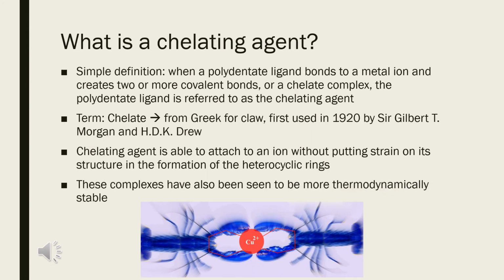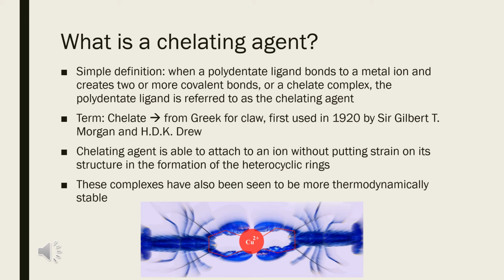Now I'm going to be defining what a chelating agent is. So simply, this is when a polydentate ligand bonds to a metal ion and creates 2 or more covalent bonds, or a chelate complex. The polydentate ligand is referred to as the chelating agent within this complex. The term chelate comes from the Greek word for claw, and was first used in 1920 by Sir Gilbert T. Morgan and H.D.K. Drew.